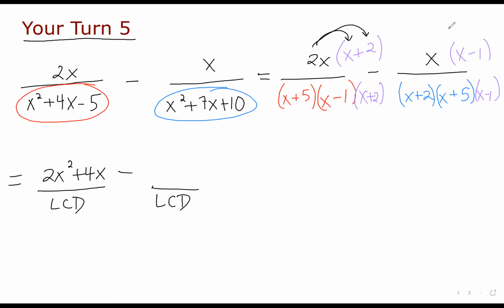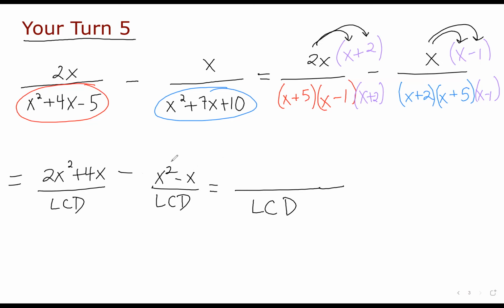All right, next we're distributing this x. x times x is x squared. x times minus 1 is minus 1x. So here are our two fractions: 2x squared plus 4x over the LCD, and then minus x squared minus x over the LCD. Which means we can put those together, recognizing that we're about to subtract this second expression.